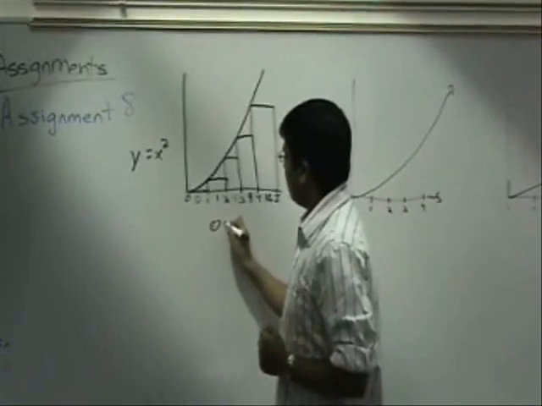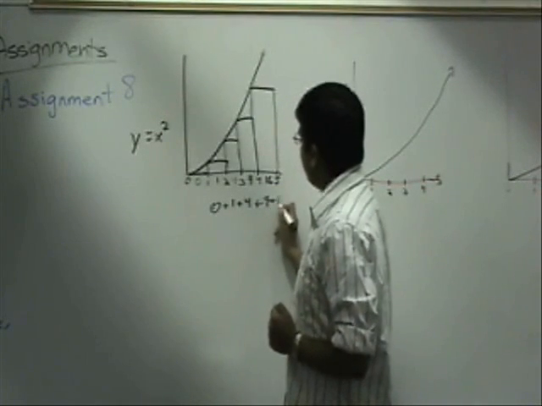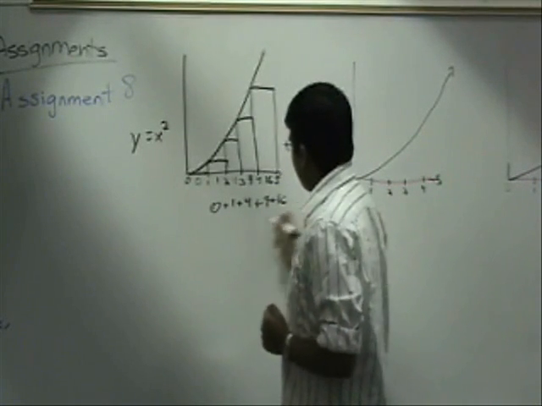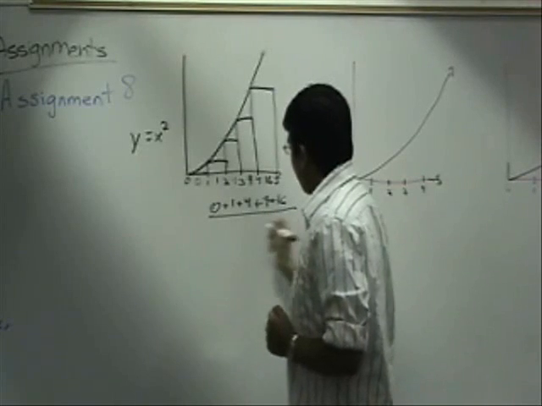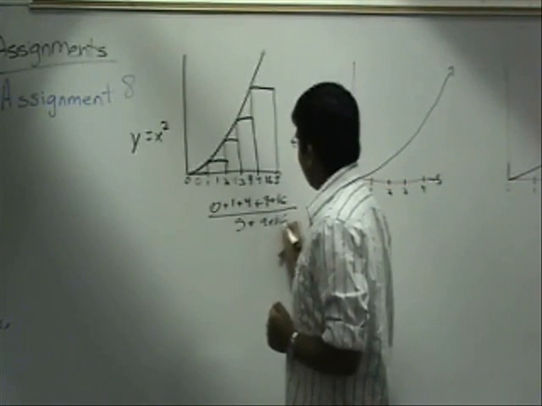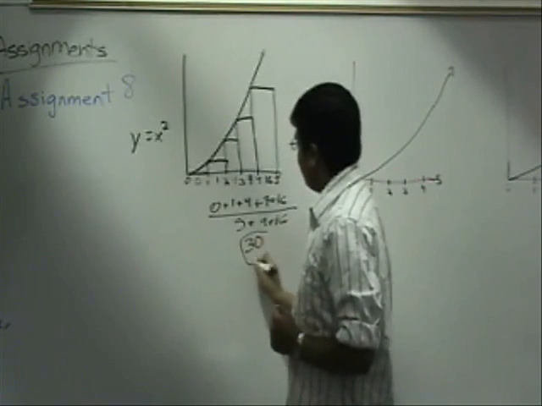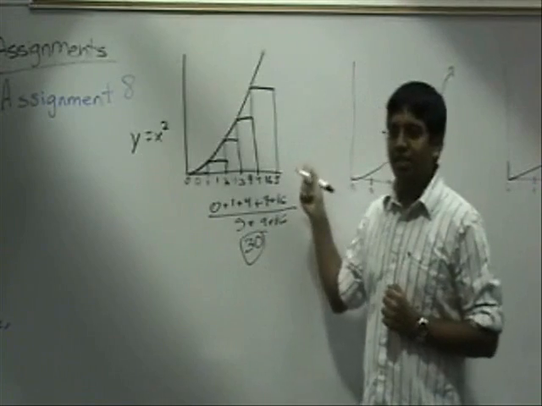So 0 plus 1 plus 4 plus 9 plus 16 equals 5 plus 9 plus 16. And we get 30, which is the area underneath the integral.